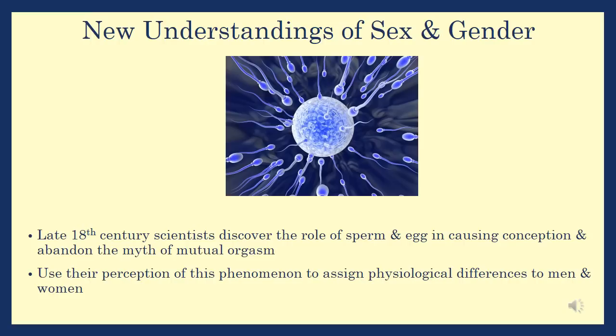So by the time we get into the late 18th century, scientists at this point have discovered the role of the sperm and the egg in causing conception, and they've abandoned this previous myth. And so what they do is they take the role of the sperm and the egg, and they use this phenomenon to assign physiological differences to men and women. So they say that the egg is passive and it waits quietly, if you will, while the sperm are searching it out in order to impregnate the woman. And so according to this, they assign the difference that women should be passive and submissive to their husbands and to men in general, and that men are much more aggressive and bestial in nature, and that they should be in charge of society. So they're taking these observed differences and they are applying characteristics and traits to humans as a result.